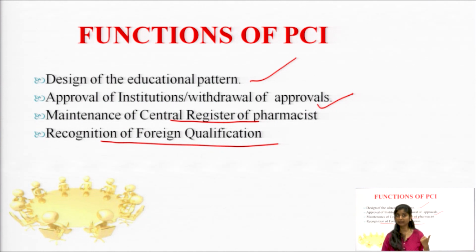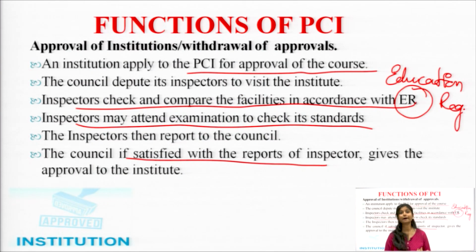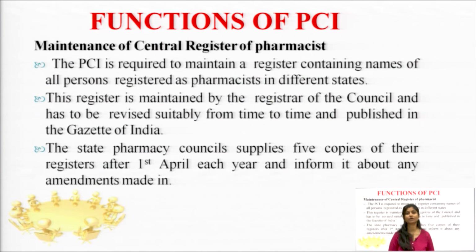Design of the educational pattern and the approval of institution or withdrawal of approval. How we can withdraw it, how we can take its approval. Now coming to the third point, that is maintenance of central register of pharmacist. After approval, our category now shifts towards registered pharmacist.